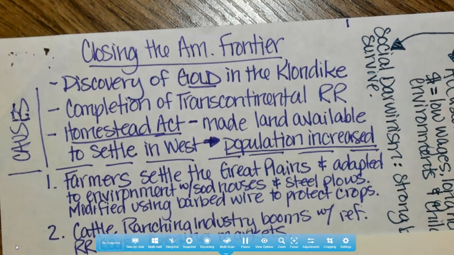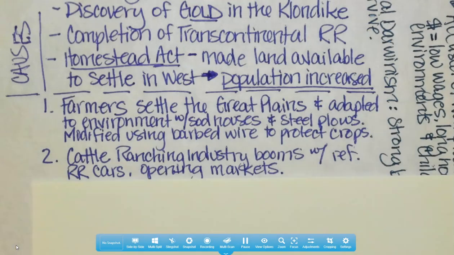The next one deals specifically with cattle ranching. The cattle ranch industry booms with refrigerated railroad cars and opening markets. Obviously, it's way more cost efficient to ship meat in a way that's not going to spoil than literally having to herd the cows all the way and then ship the entire cow in the railroad. So refrigerated railroad cars and opening markets, having more places to sell, is going to be a huge thing.